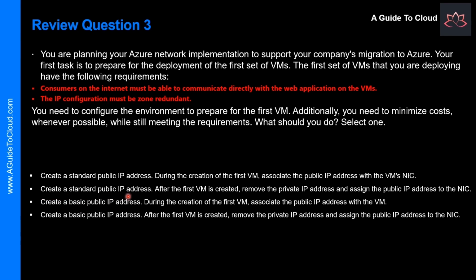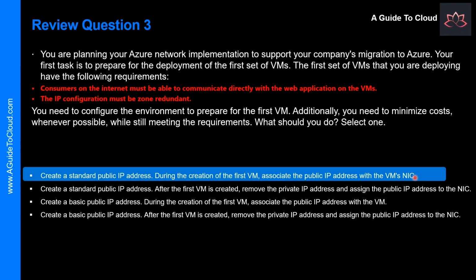Another option is to create a standard public IP address. Yep, we need a standard public IP address, but after the first VM is created, and remove the private IP address and assign the public IP address. No, we don't have to remove the private IP address. All right, so the next option is to create a standard public IP address during the creation of the first VM. Associate the public IP address with the VM NICs.